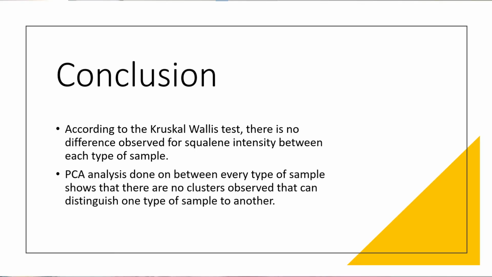In conclusion, according to the Kruskal-Wallis test, there is no difference observed for squalene intensity between each type of sample, and the PCA analysis done between every type of sample shows that there is no cluster observed that can distinguish one type of sample from another. However, with the improvements that were mentioned previously, a more accurate result can be obtained.